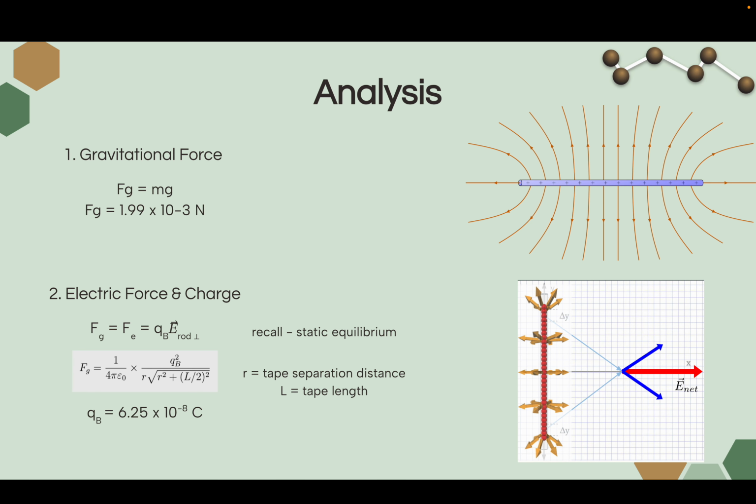We can use the same analysis from last time. Instead, we use the charge distribution model instead of the point charge model. We state that gravitational force equals electric force, which is the charge of tape B times the electric field of a rod on its perpendicular axis. Using this, we can see that the charge of tape B was 6.25 times 10 to the negative 8th coulombs.